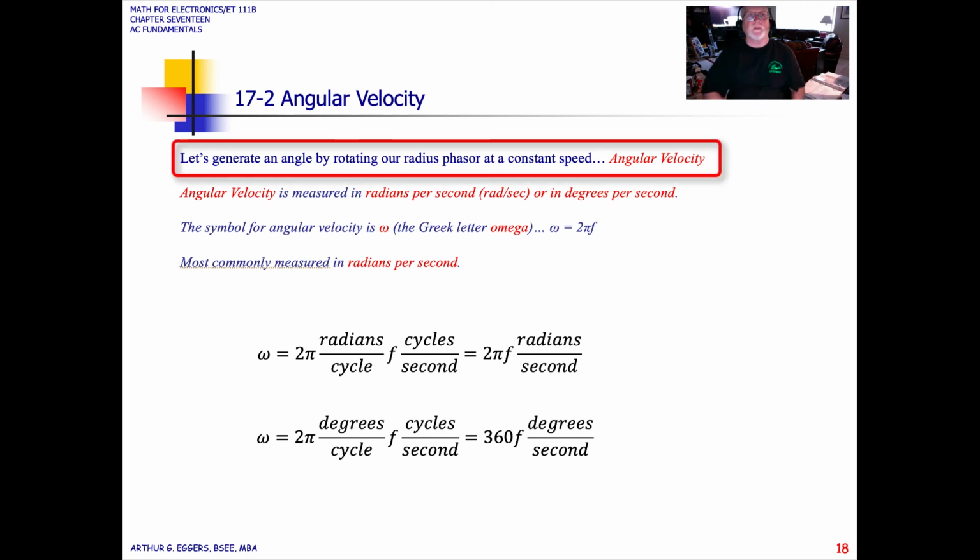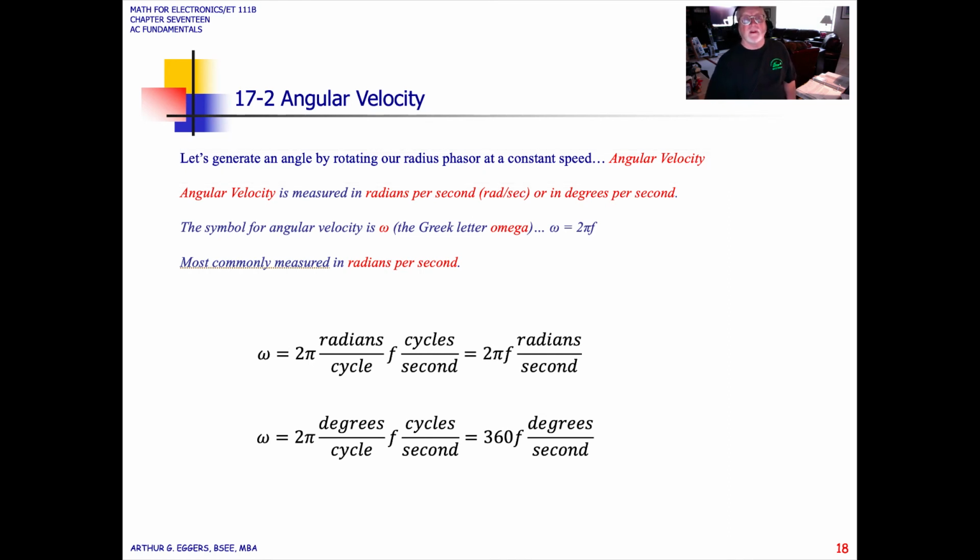Now on to the angular velocity. So what we're going to do now is generate an angle by rotating our radius phasor at a constant speed. That constant speed is the angular velocity. And you can think of that angular velocity like the frequency on the sine wave.